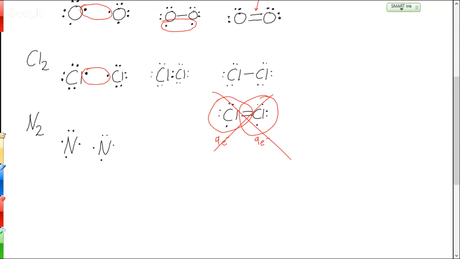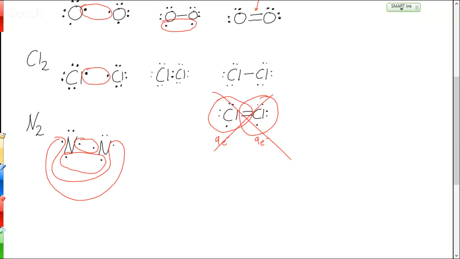So if we have 2 of those, again, we can start by saying, all right, if we shared those, then each one would have 2, 4, 6. That's not quite enough yet. So let's also share these like oxygen. Now each one has 2, 4, 6, 7. Almost there, so what do we do? Yeah, you got to share another pair. So let's share those 2 also.